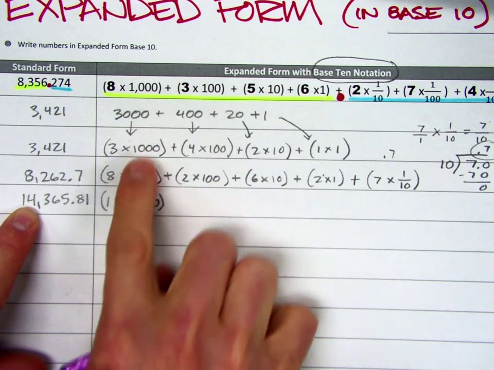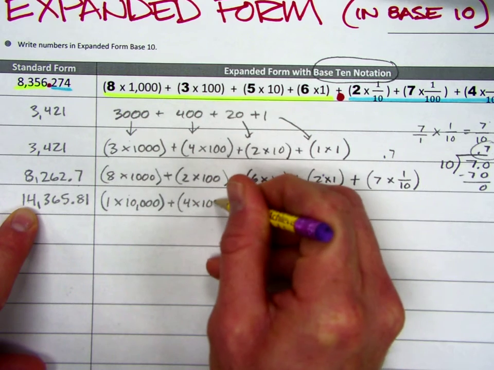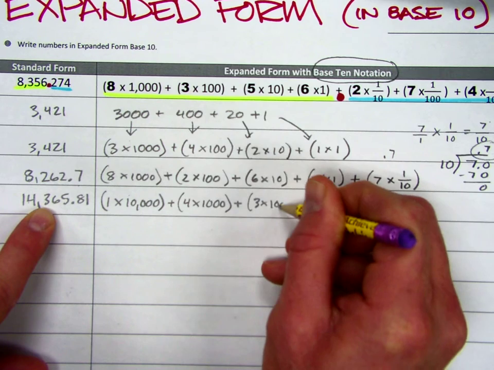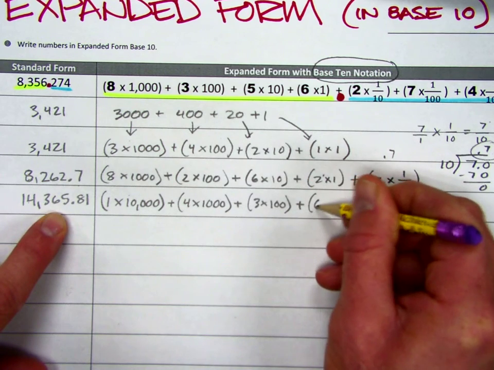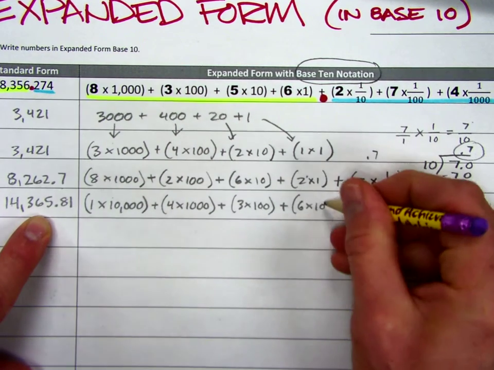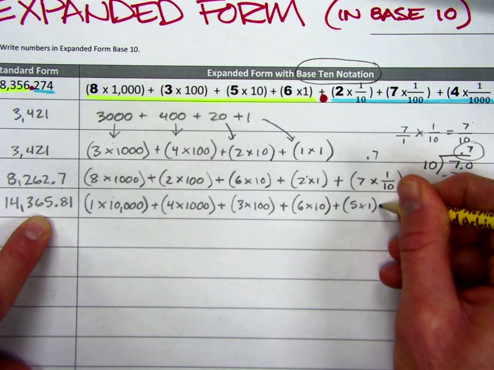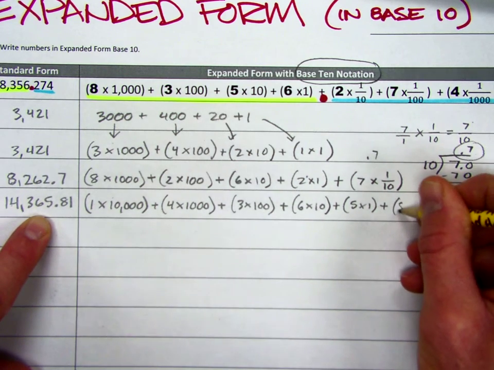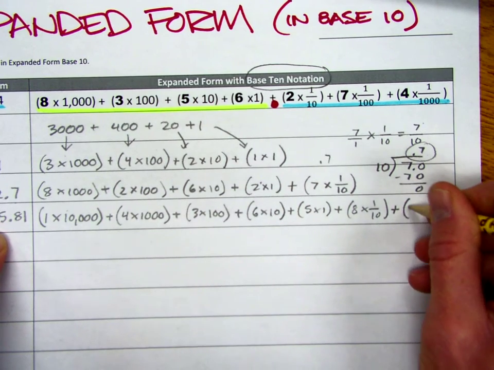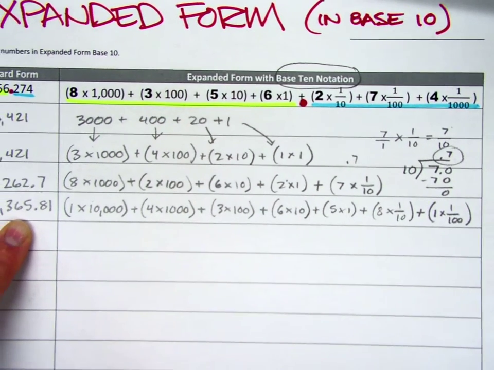To be true and with the format and the pattern we're using, it's 1 times 10,000 plus 4 times 1,000 plus 3 times 100 plus 6 times 10, and this is where it gets long, that's why I didn't really want to give you a super long one, but got to see it, plus 5 times 1 plus 8 times 1/10 plus 1 times 1/100th. Okay, that's about as long as it gets there for us.